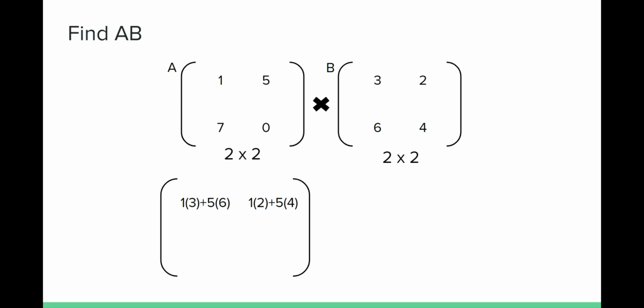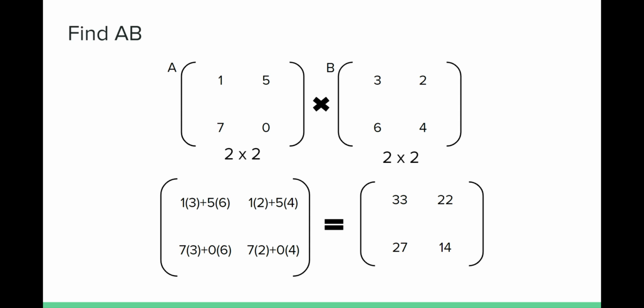Then we would look at row 2 of matrix A and column 1 of matrix B, and it would become 7 times 3 plus 0 times 6. Lastly, it would be 7 times 2 and 0 times 4. Then with just some multiplication and addition, we should end up with 33, 22, 27, and 14.